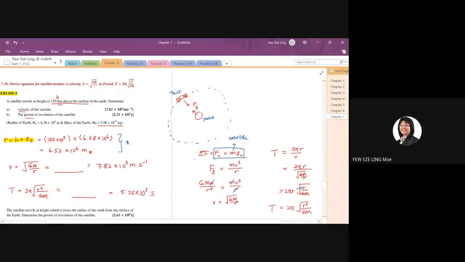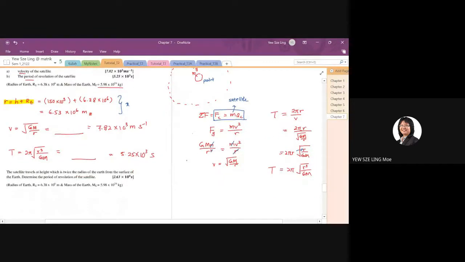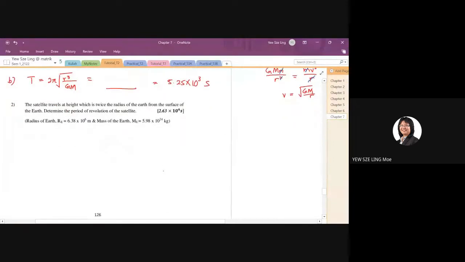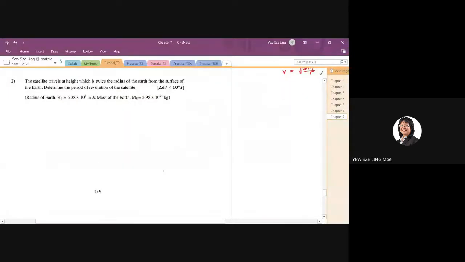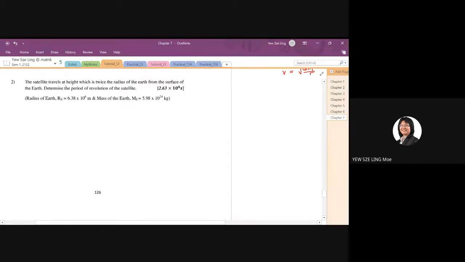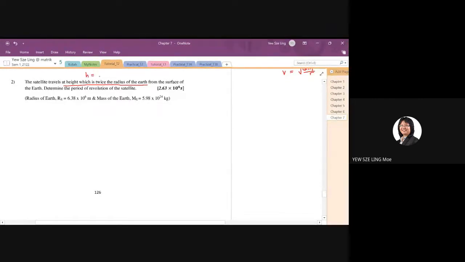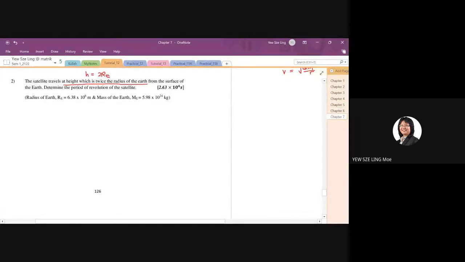Okay, so let's continue. Now, if you look at question 2, this question requires a bit of language. You need to understand BI a little bit. The satellite travels at a height which is twice the radius of the Earth. So what does it mean? Now you have the h, which is equal to 2RE, from the surface of the Earth.